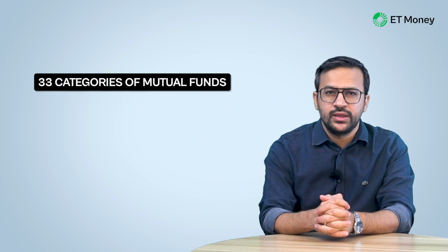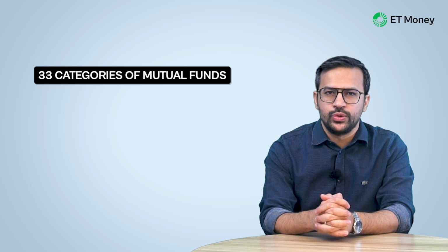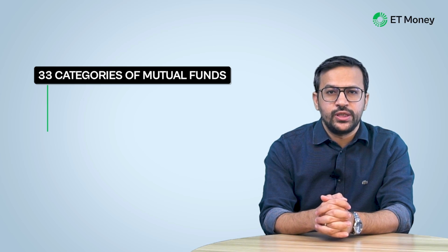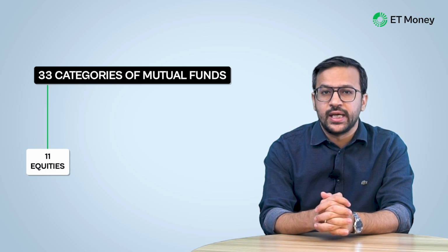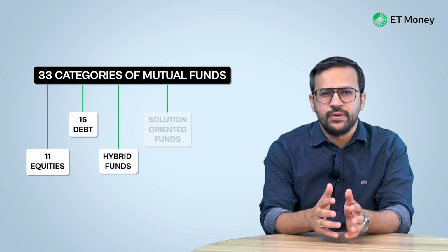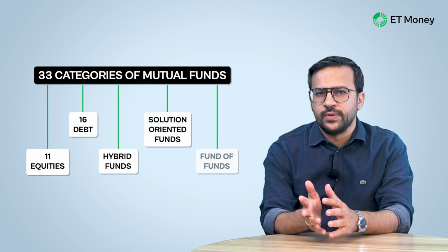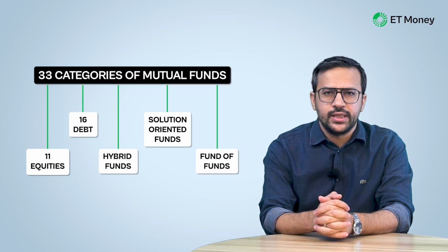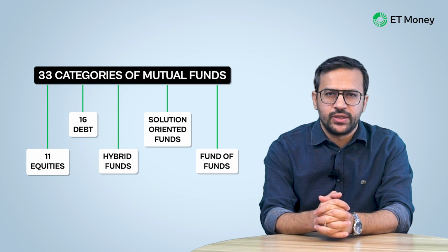Today, there are more than 33 different categories of mutual funds. If we want to invest in equities, there are 11 different categories. For debt, we have 16. And then there are hybrid funds, solution-oriented funds, and fund of funds. Most of these categories cater to specific needs of investors. Which one should you pick depends on your specific requirement.